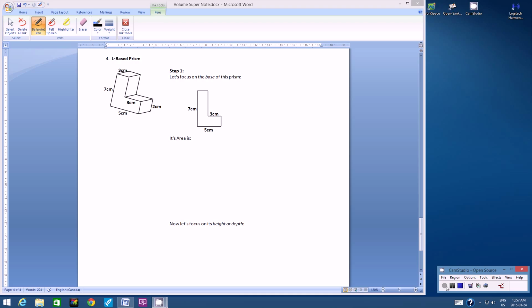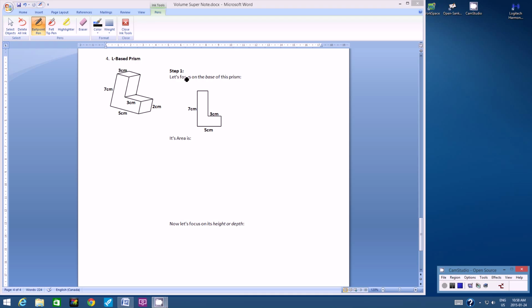There's something you should know about L-based prisms, or any prism that is constructed out of a composite shape. There is no formula for volume. So knowing that, that rules out method 2. We can only find the volume of these types of prisms using method 1.